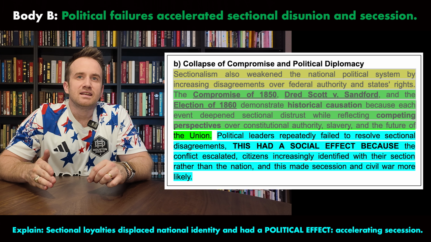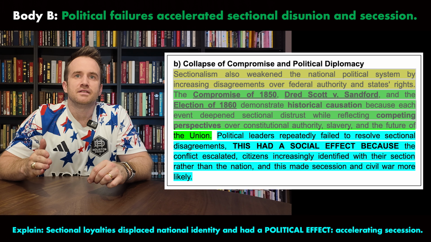Political leaders repeatedly failed to resolve sectional disagreements. This had a social effect because the conflict escalated, citizens increasingly identified with their section rather than the nation, and this made secession and civil war more likely.